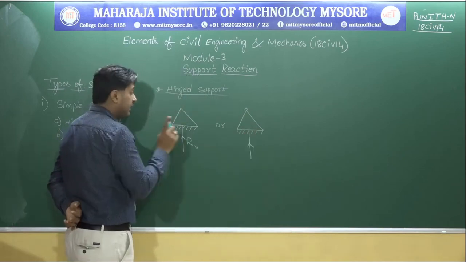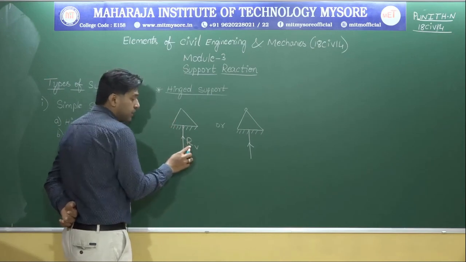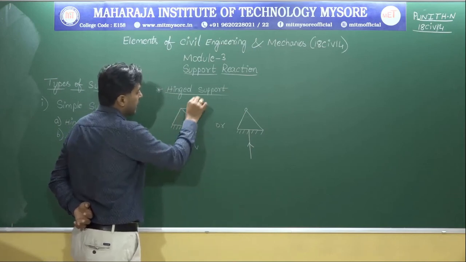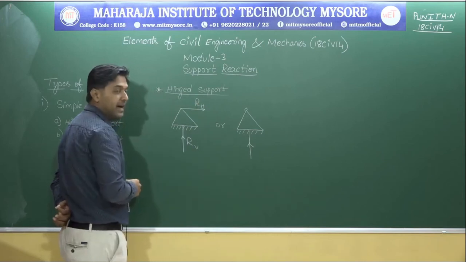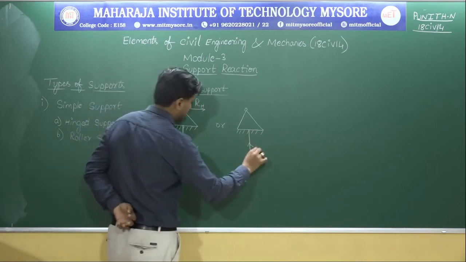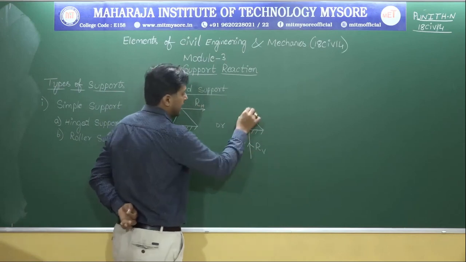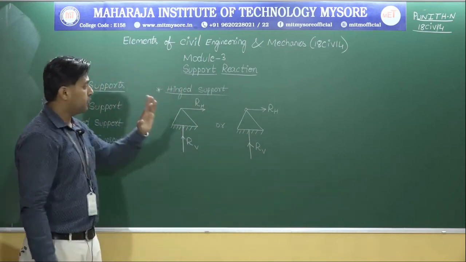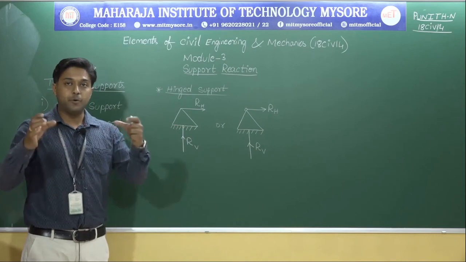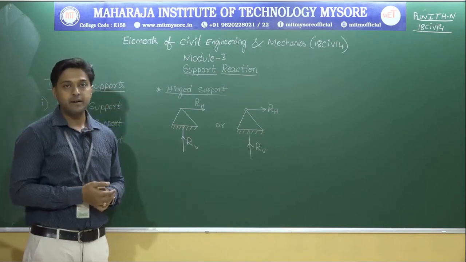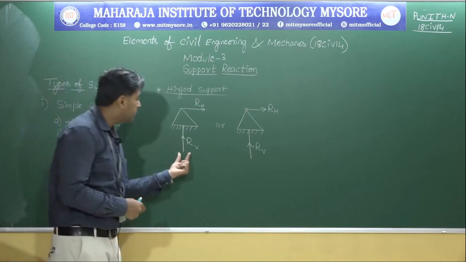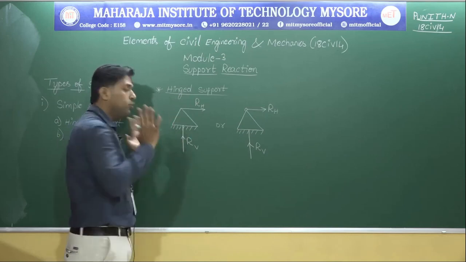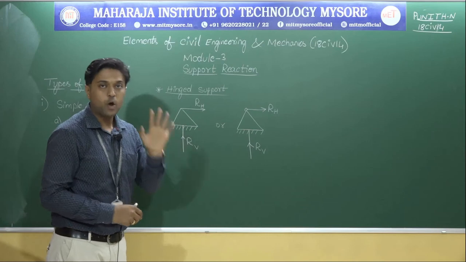In hinged support there will be two reactions. One is in the vertical direction, that is RV, reaction in vertical direction, and one more is reaction in horizontal direction, that is RH. Hinged support, as I already told you, is a support on which you can just rest a particular structure. I want you to concentrate on this. Whenever the hinged support is given, you need to consider that there will be two reactions, one in the vertical direction and one in the horizontal direction.